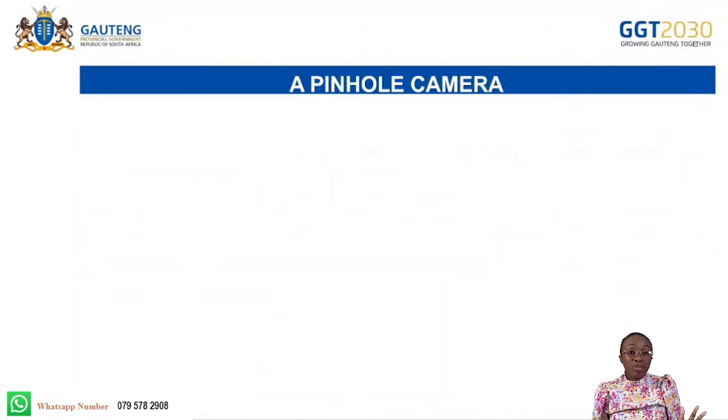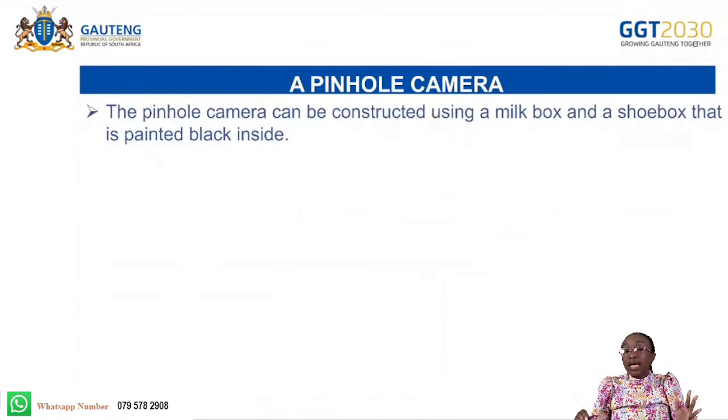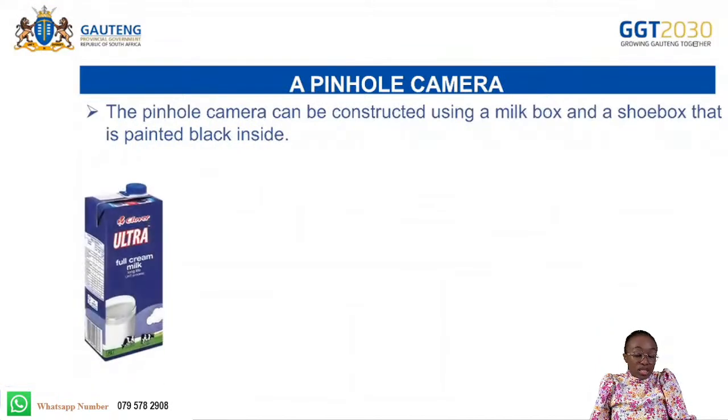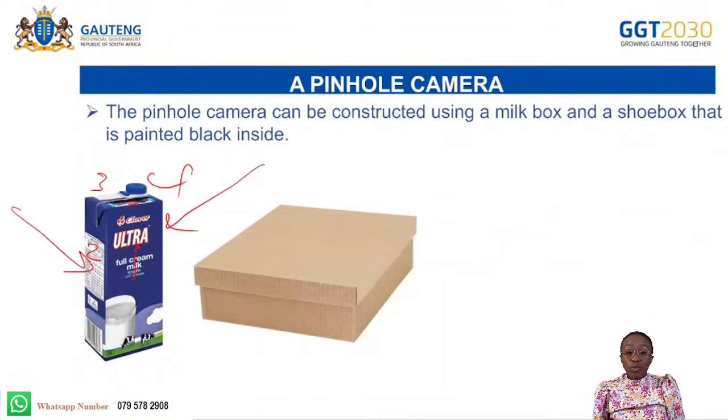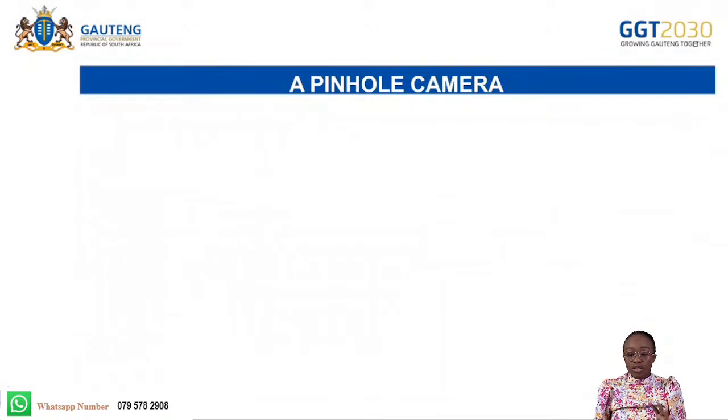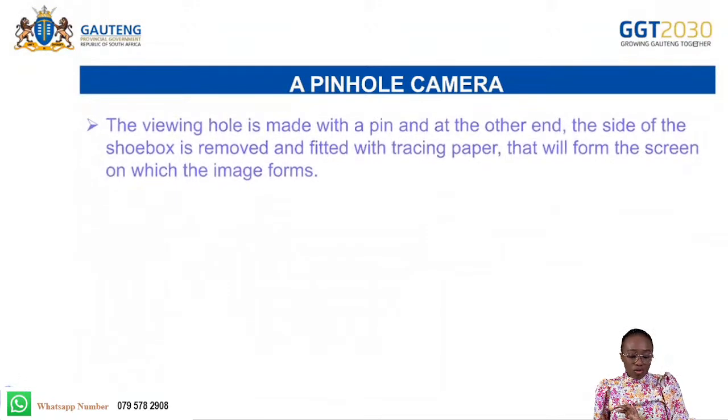So how can we make our own pinhole camera? It can be constructed using simple things, for example, a milk box or a shoe box that has been painted black on the inside. So we need a container that has four sides to it, so that we have one side where you can have a screen, and then one side where you can have the hole that will let the light into the box, and then the box is painted black on the inside.